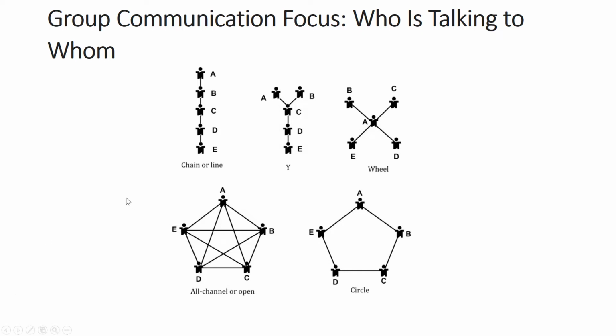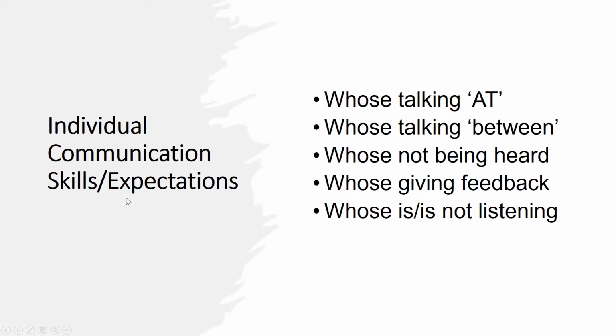One of the things you're doing when you're doing that diagram is making note of who's talking at people, right? Who's talking to people without listening back? Who is talking between? And what I mean by that, who's talking between themselves more than to the full group? Who's not being heard? Which people can you identify as talking, but you get the sense that no one's really listening to them, or they literally aren't talking?